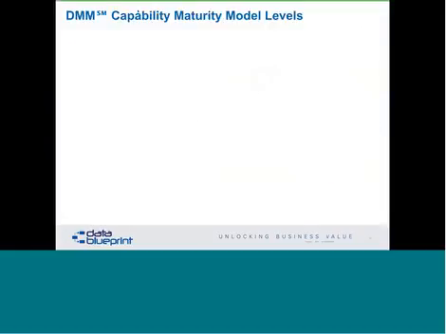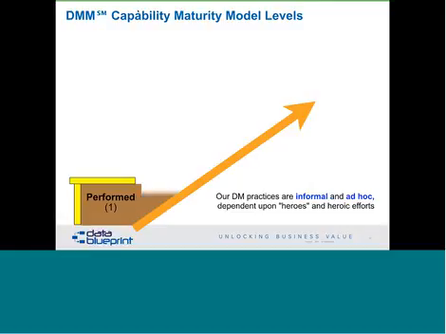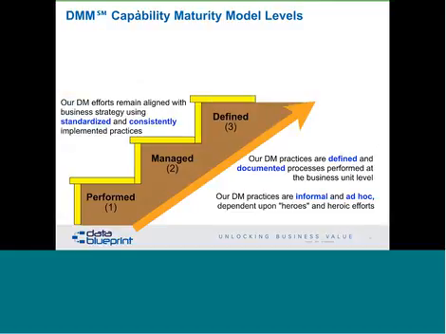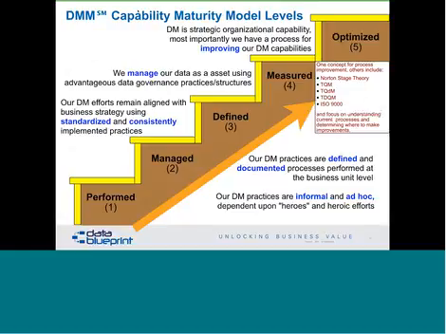And the easiest way to describe these is with something called the capability maturity model, which is what FEI has put together now for data. At level 1, everything is informal and depends on heroic efforts. At level 2, it's managed. At level 3, it's defined. At level 4, it's measured. And at level 5, it's optimized.